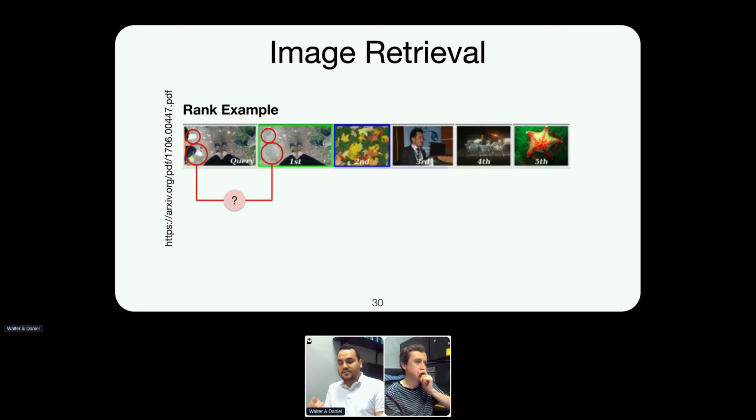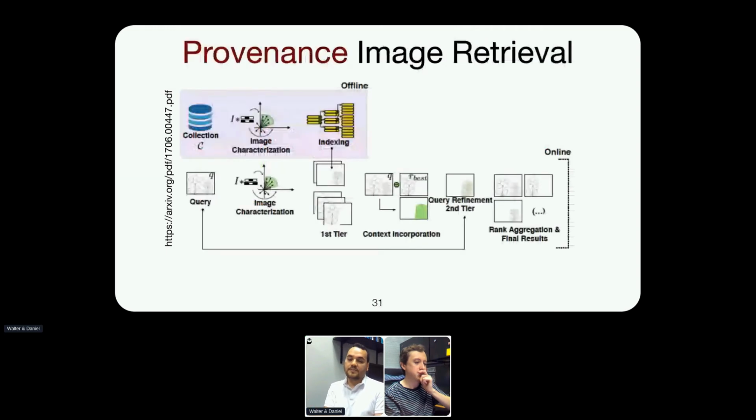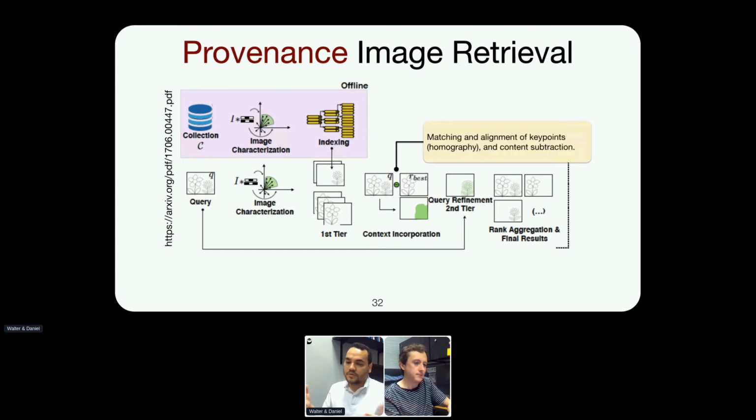Because of that, we have provenance image retrieval, in the next slide, where we have extra steps for getting those images. We don't want only the images that are directly connected or share content with the query, but the ones that share content transitively. The way we do it, we take the first two images that we had before, do a homography transformation, or registration, compute their difference, and focus on the guy with the white shoes.